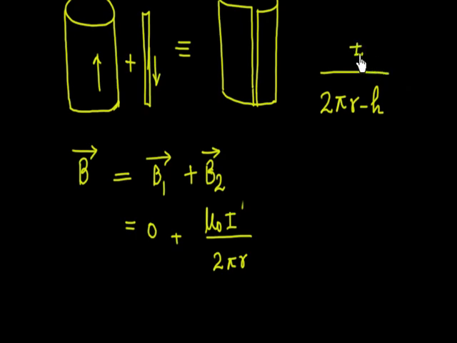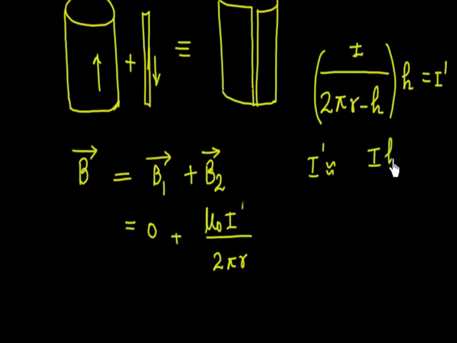So h length will have how much current? h thickness will have this multiplied by h. This is basically I dash. But now I dash is approximately equal to, because h is very small with respect to this r, I can write this is equal to I h divided by 2 pi r. Are you getting or not?